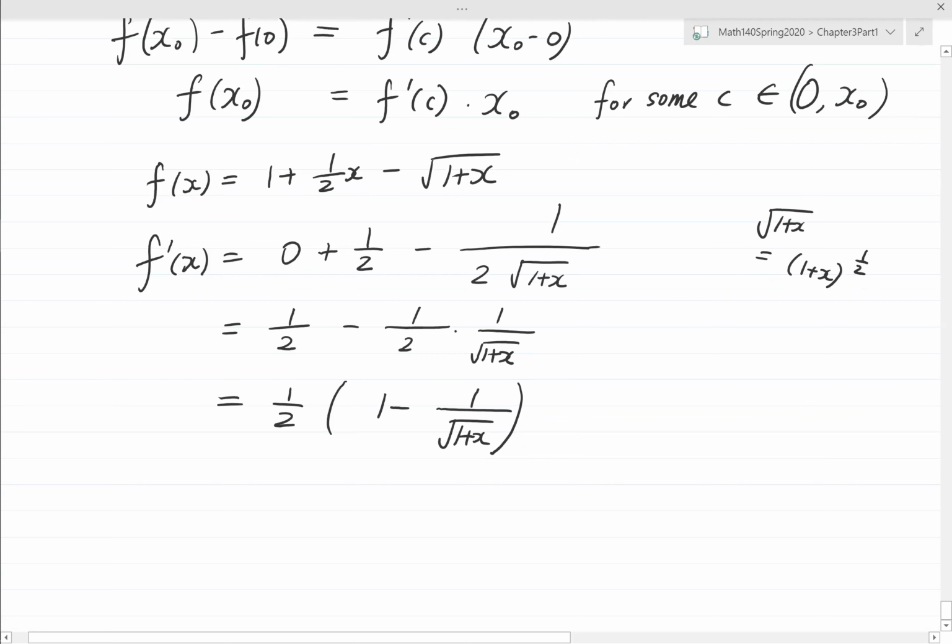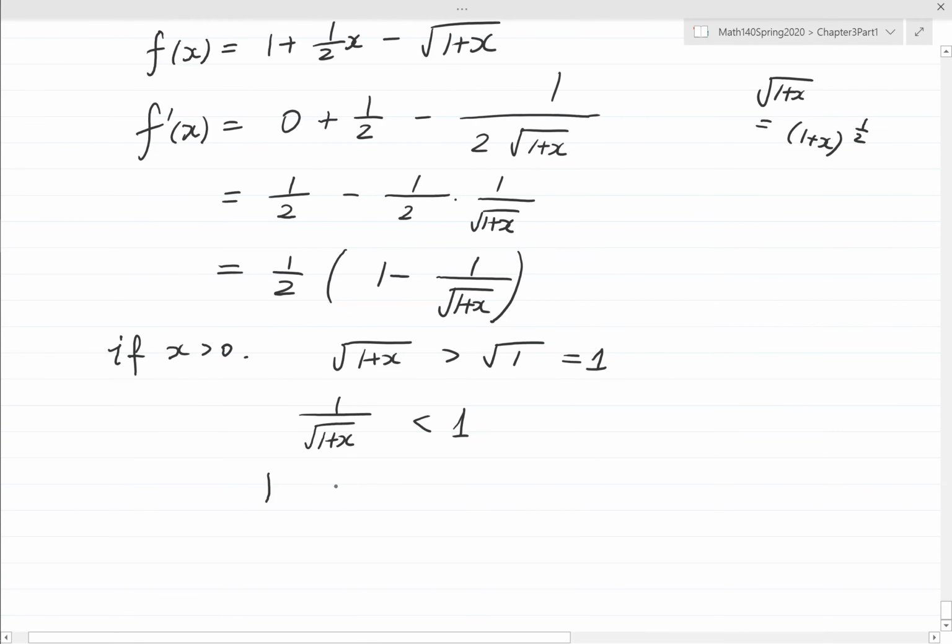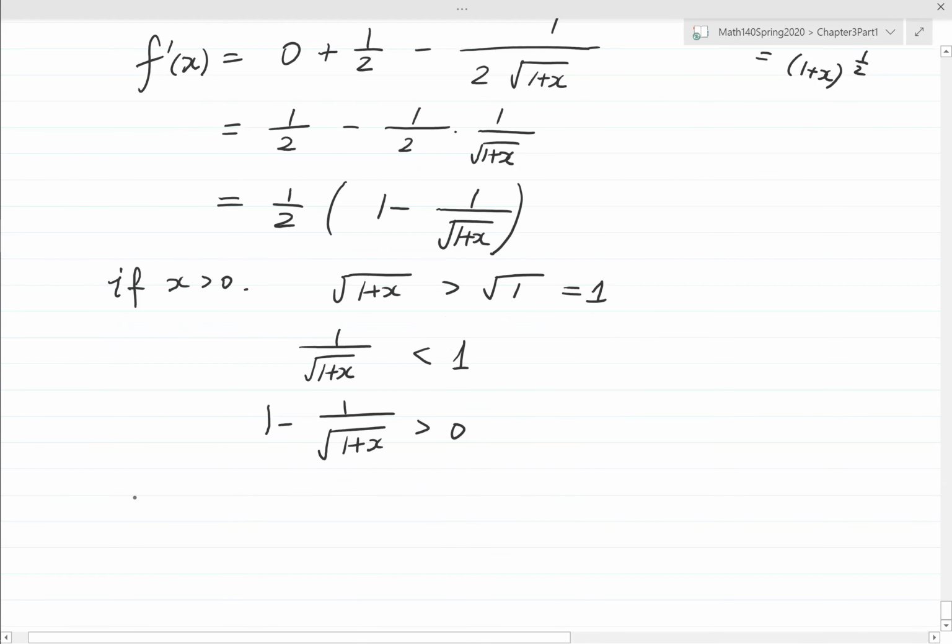First of all, if x is greater than 0, then square root of 1 plus x is greater than square root of 1, which is 1. So the denominator is greater than 1. This means 1 over square root of 1 plus x is bounded by 1. Okay, bounded by 1. So this means 1 minus the thing is positive. Okay. So this means f derivative of x is positive for x greater than 0.